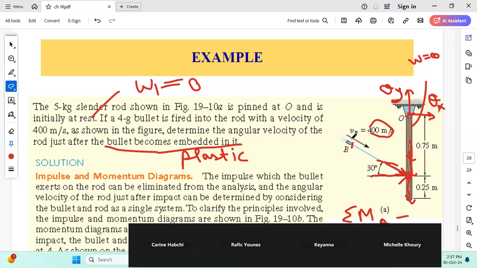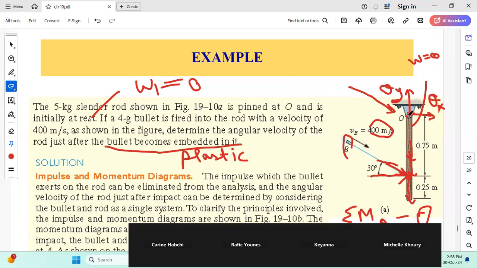If we take the system bullet plus rod, all forces are passing by O. So the sum of external moments is 0. So what can we apply then? We can apply conservation of angular momentum about point O. Since we can apply it, let us do it first. We need to determine, at the initial state, what is the angular momentum of the rod about O?